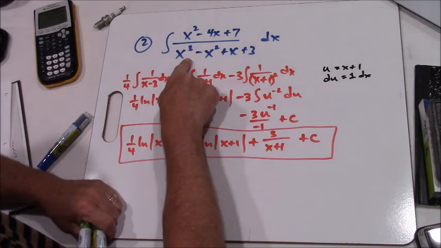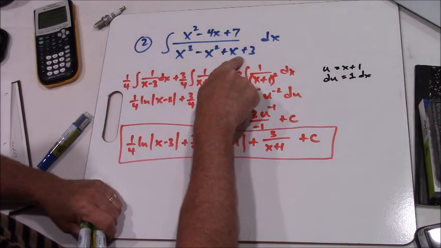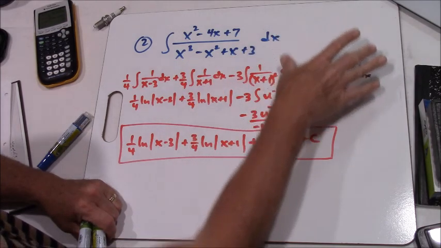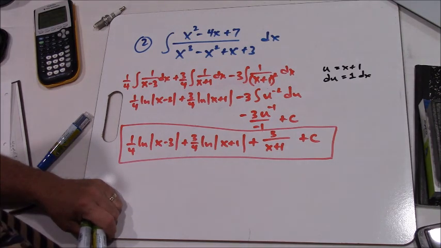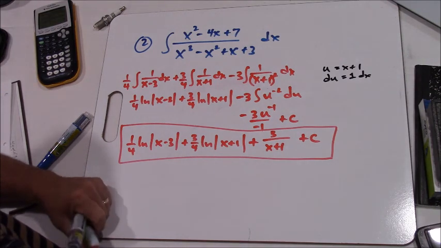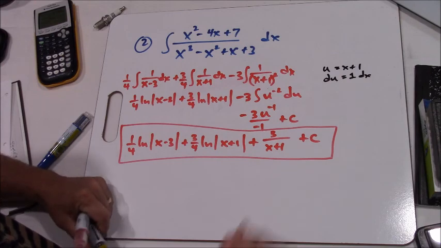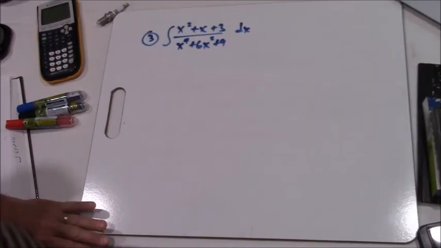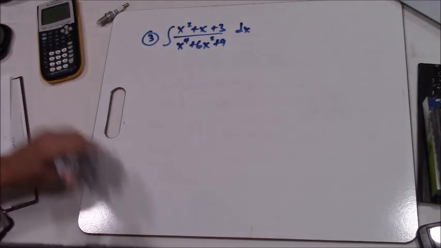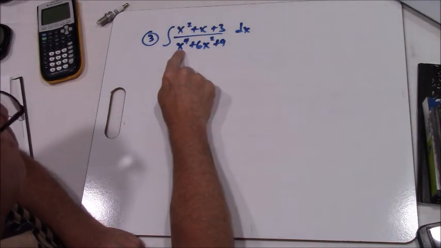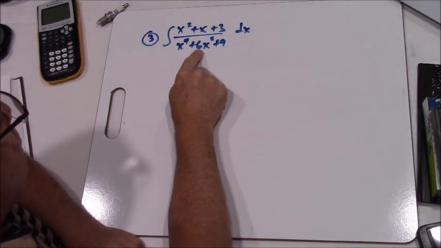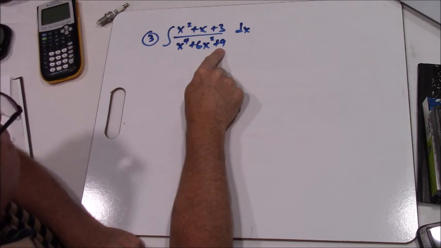All right, so this one required synthetic division to factor this, and then it was a little bit of work setting up each of those integrals or fractions. All right, let's try one more. You guys go ahead and try this one. In the denominator here, I've got x to the fourth plus 6x squared plus 9.